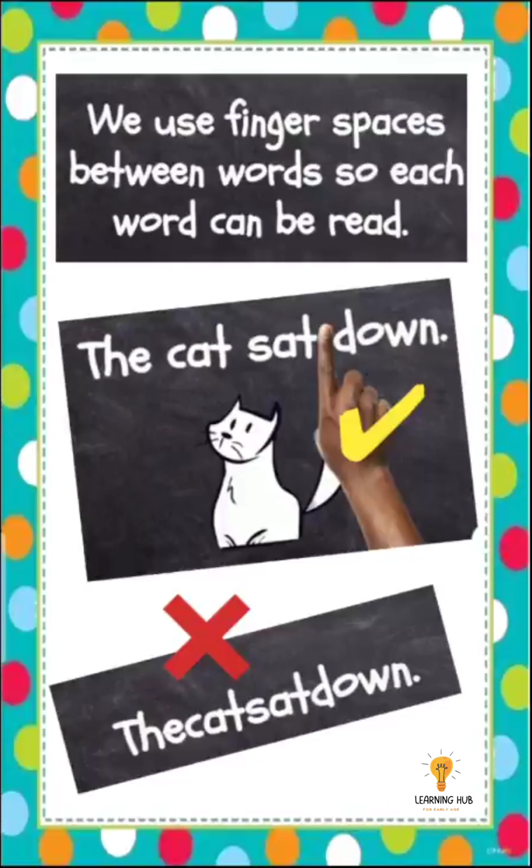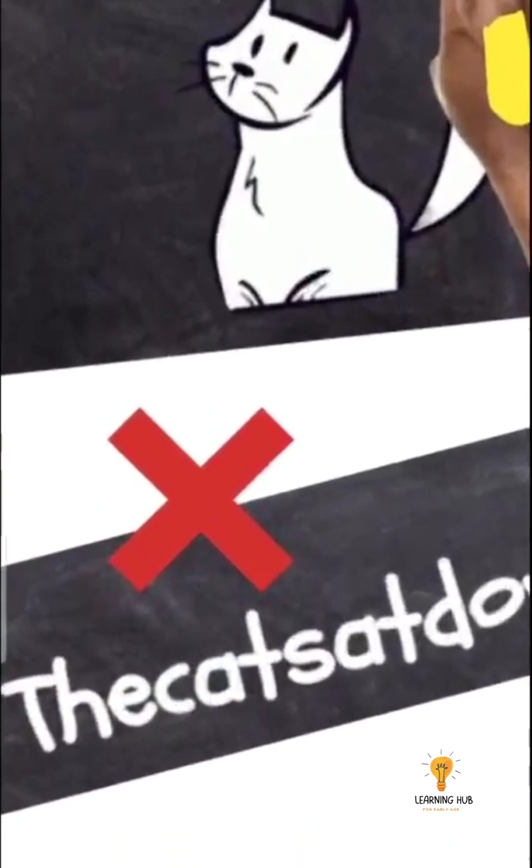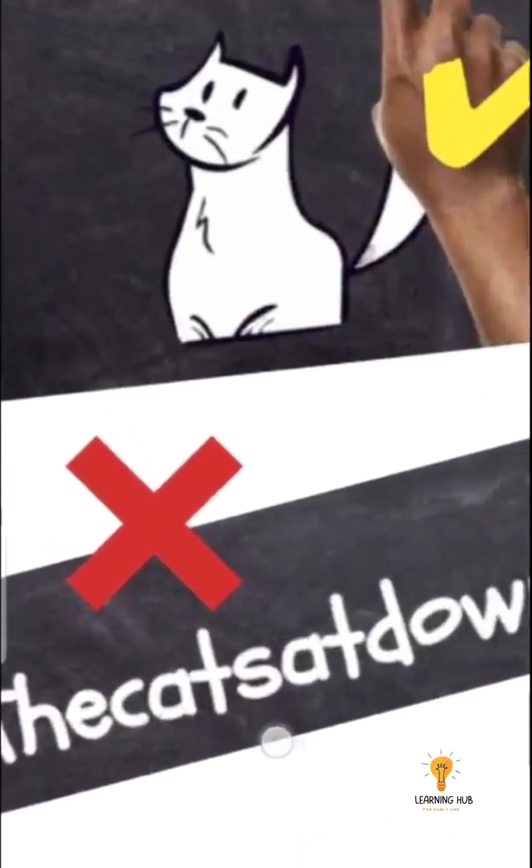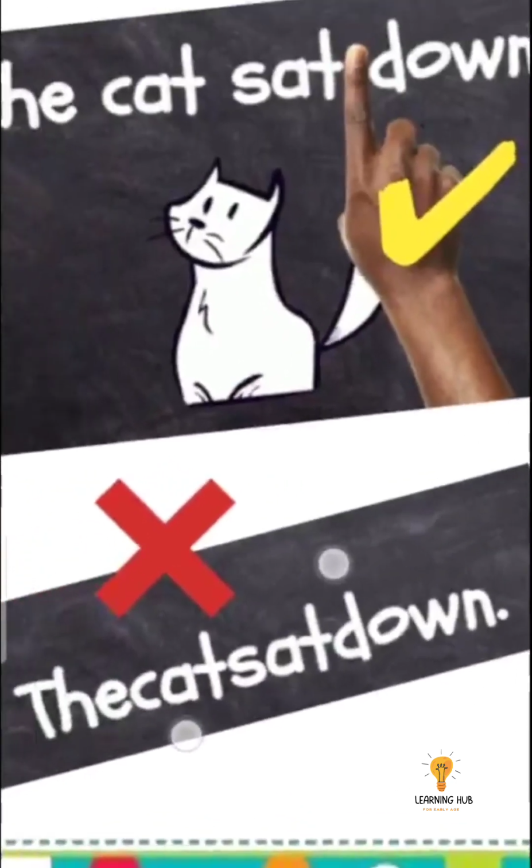Look at this. The cat. T-H-E, the. C-A-T, cat. The cat sat down. S-A-T, sat. D-O-W-N, down. It is the right way to write a sentence. And this is the wrong way. Okay? You will not write like this pattern.